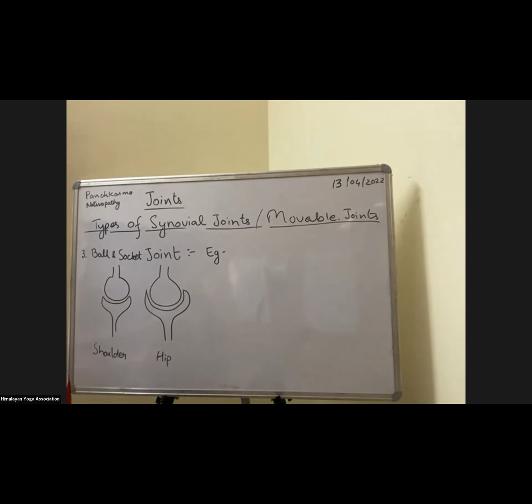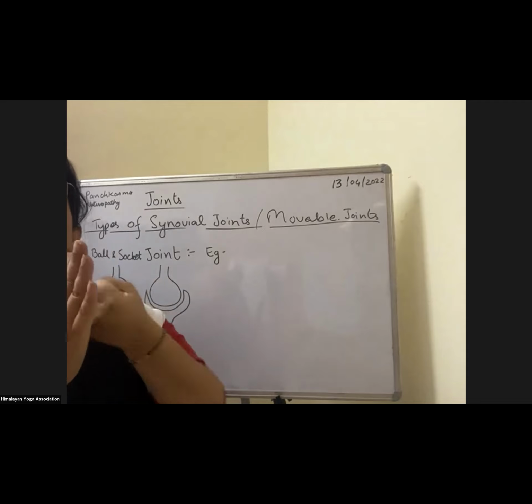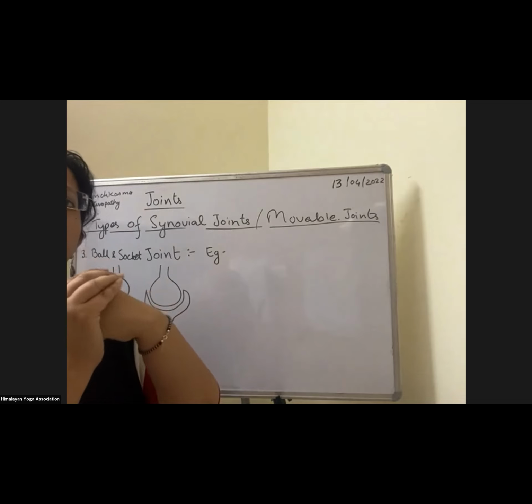Because the range of movement is bigger. Yes, there is more range of movement in shoulder. I am asking why? Because the bones are smaller? Yes, because this socket here is smaller, while in hip joint, it's bigger. You see, in shoulder, it's only touching like this, so it is able to move more. But in hip joint, it's covering like this, so it has less movement.